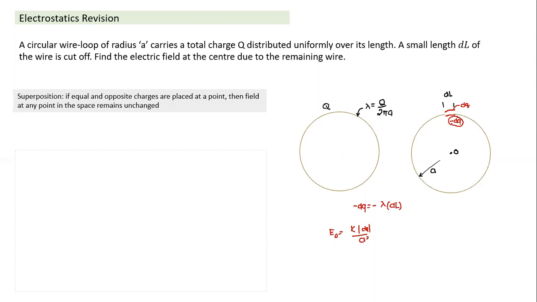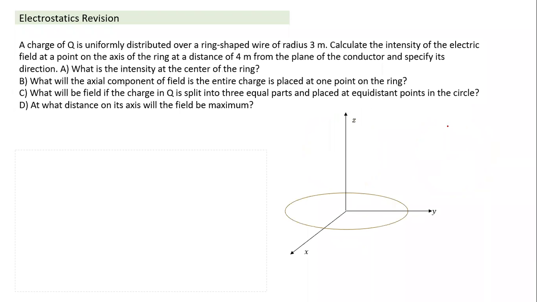And which direction will the field be? For a positive charge the field is directed away, but here it is a negative charge, so the field will be directed towards the charge. So if it is cut here, this will be the direction of the field created at the center due to the entire ring. It's a ring with a small gap. The charge is distributed over a ring.